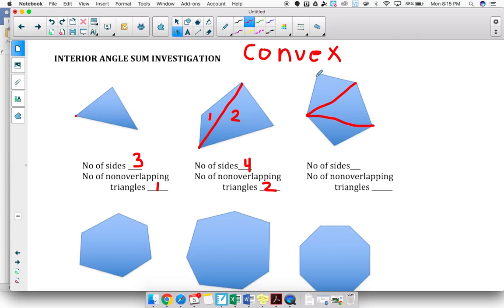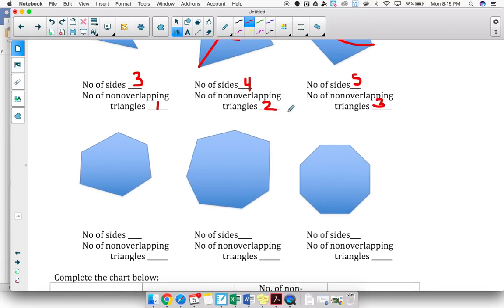And so this time we'll see that this is a pentagon. So there are 5 sides with 3 triangles that don't overlap. So hopefully you're noticing a pattern with these numbers.